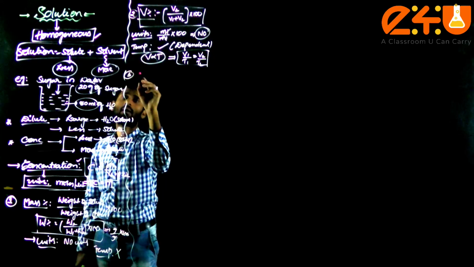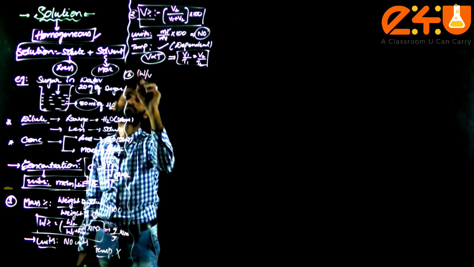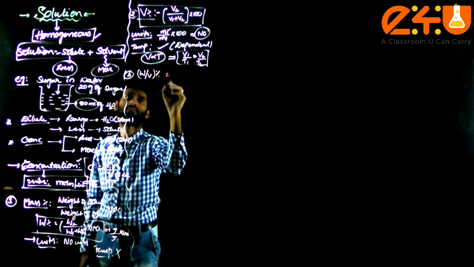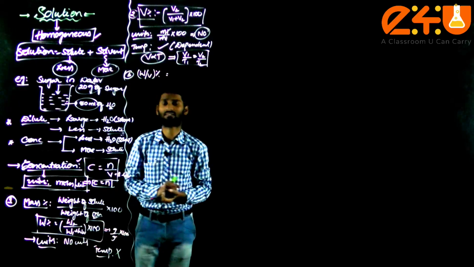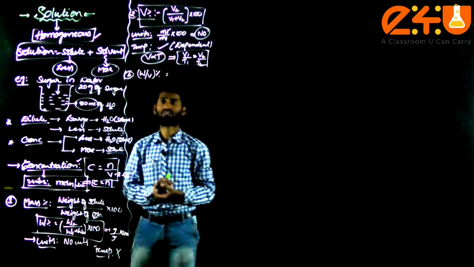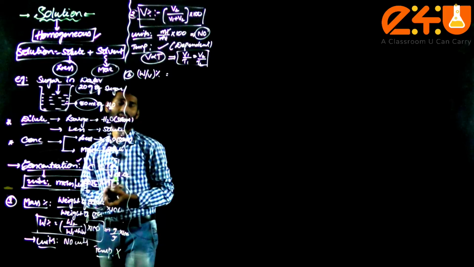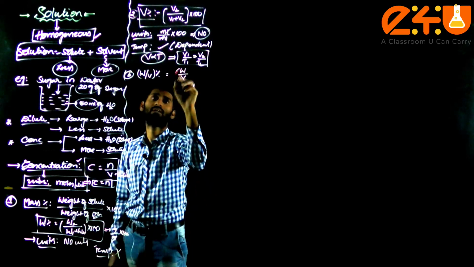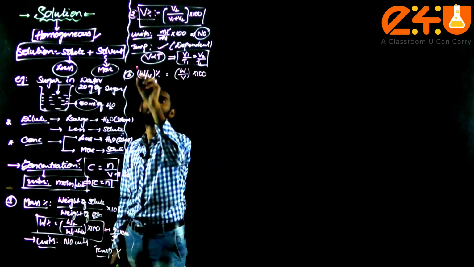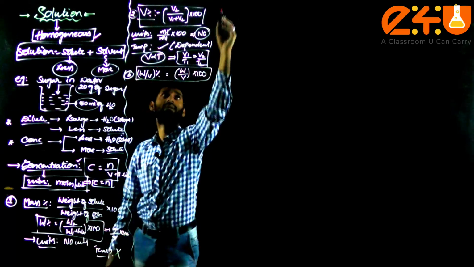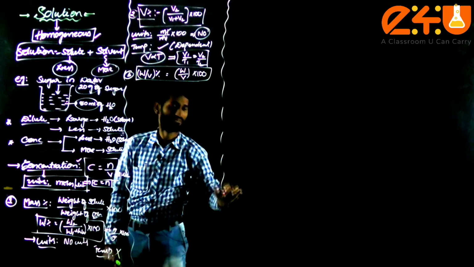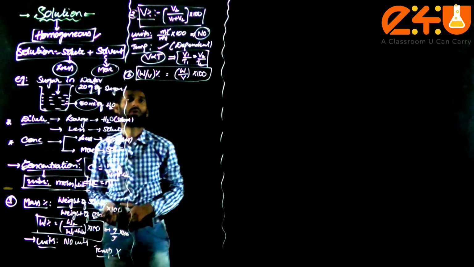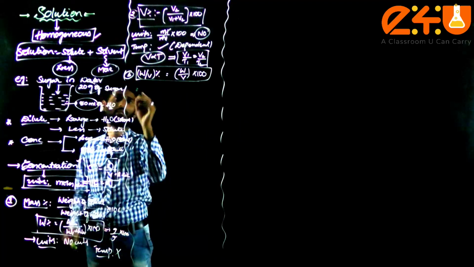Next one comes under mass by volume percentage. Mass by volume percentage, same. The mass of the solute dissolved in 100 milliliters of the solution is commonly called mass by volume percentage. Generally we represent it as W by V into 100. This is the formula for mass by volume percentage, dear students. Next one, sir, what about the units, sir? Will it depend on temperature?